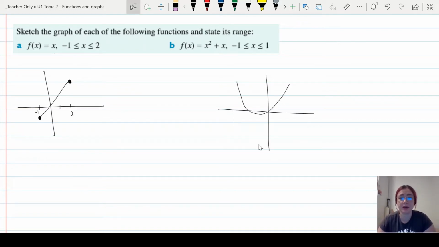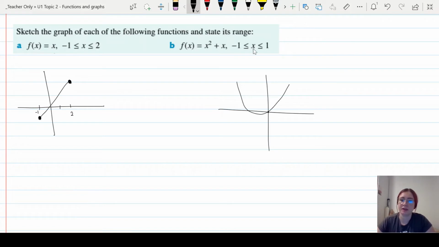For our second example here, x squared plus x is just our basic parabola moved over and down a little bit. It's going to have a y-intercept at 0, 0 there, and a turning point of -0.5, -0.25, so -1/2, -1/4. Our domain here is when x is between -1 and 1.